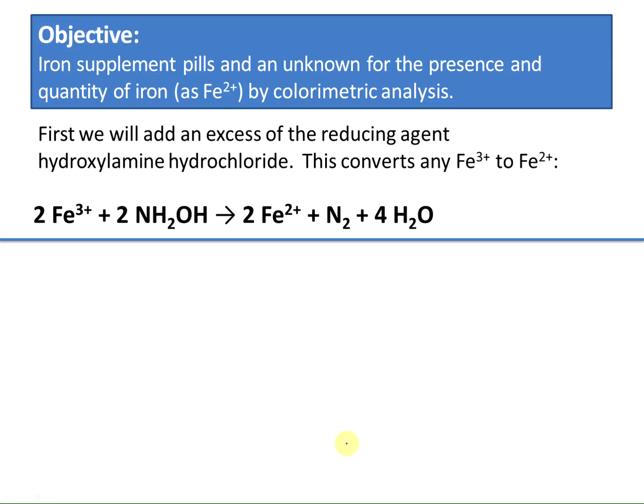Now the iron in our sample is either in the iron unknown sample or in the iron pills. That iron could be in two different oxidation states. It could be in the iron 3 plus oxidation state, or it could be in the iron 2 plus oxidation state. But for this experiment to work properly, we need it all to be in the iron 2 plus oxidation state. So to do this, we are adding hydroxylamine hydrochloride. So this is why you're adding the hydroxylamine hydrochloride in there. You're converting any iron 3 plus that might be in there, and you're reducing it to iron 2 plus.